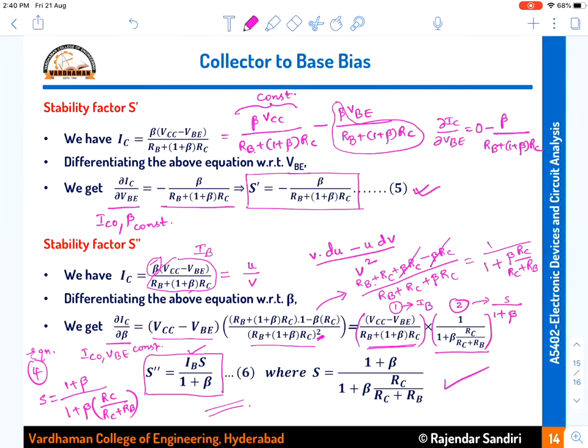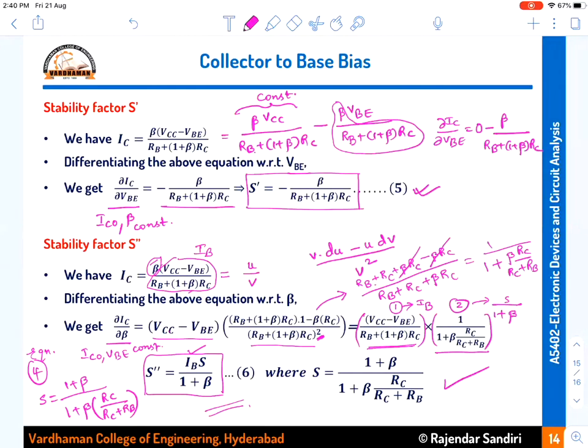Otherwise, you don't need to do all these simplifications. You can just put the above equation as it is. We don't want the final results, all those things. Only the procedure of how to do the derivation is important. You can stop at any step here. After differentiation, dIC by dbeta, you just got that expression, right? VCC minus VBE into that entire bracket. You just leave it there itself. Don't proceed further. You can just leave it there and that itself is the answer. Okay, so this is the procedure.